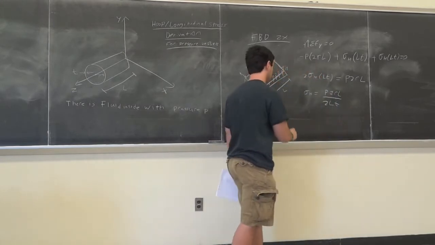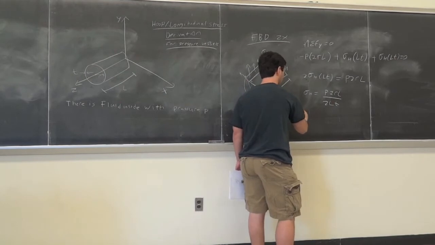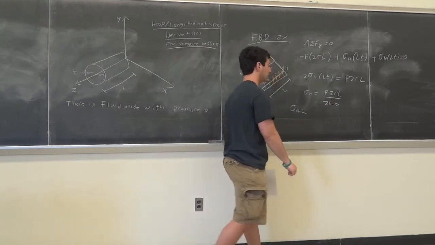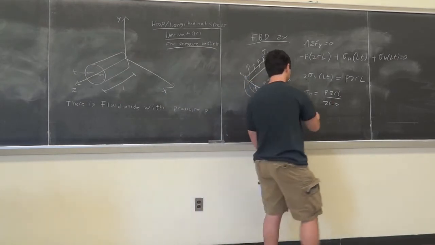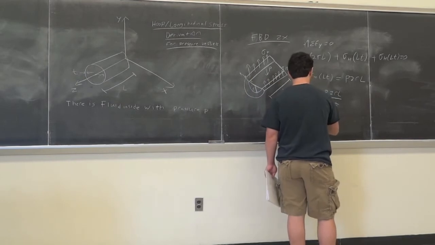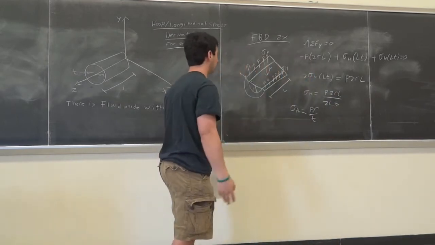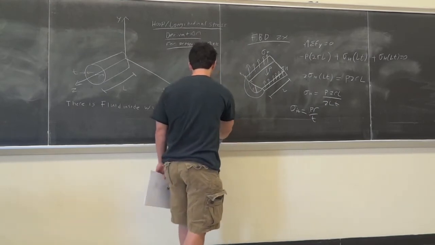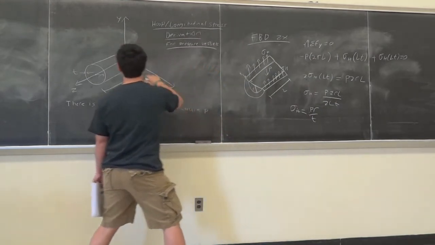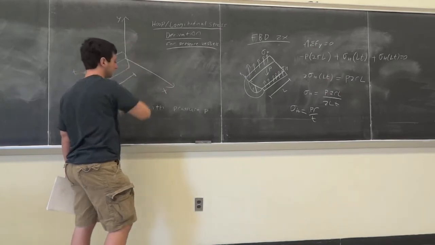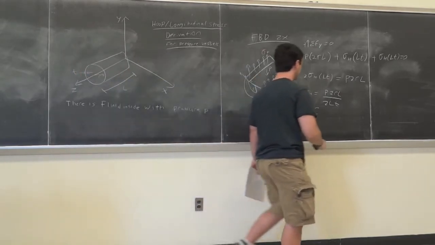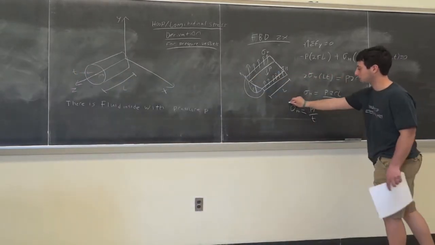So sigma h is equal to P 2RL over 2LT, right? And what does that reduce to? Sigma h is equal to what? PR over T. PR over T. Okay. All right. So now we want to derive the longitudinal stress. Okay. So we're going to have to do a cut in the XY plane. So this is for the hoop stress.